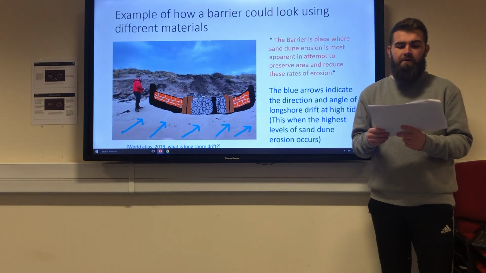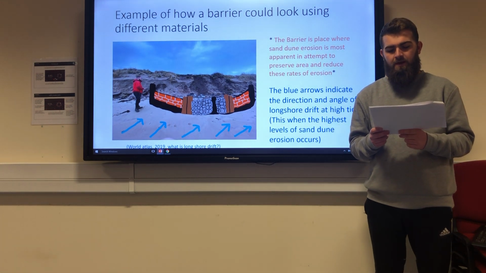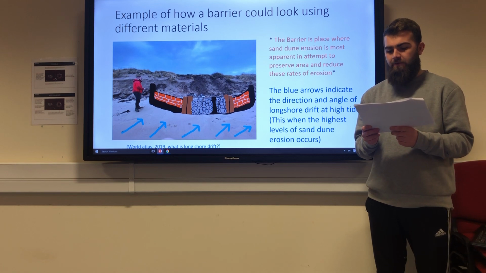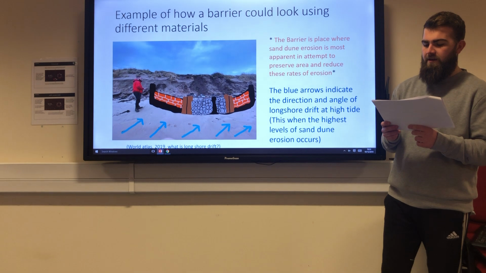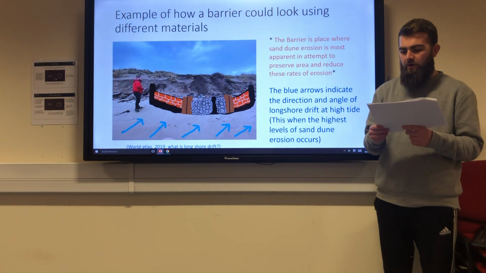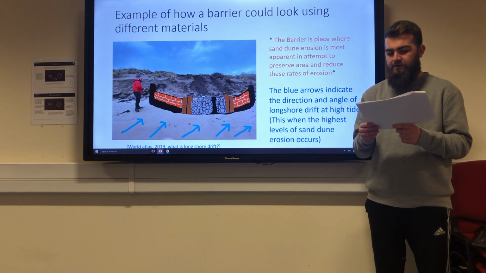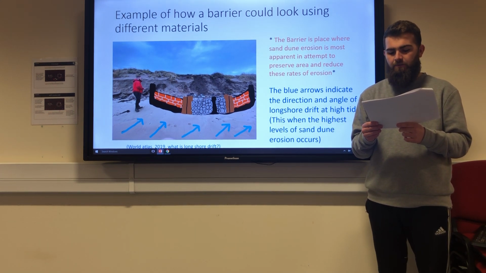Here is an example of how a barrier could look using different materials. The barrier is in place where the sand dune erosion is most apparent in an attempt to preserve the area to reduce the rate of erosion. The blue arrows indicate the direction and angle of the longshore drift at high tide. This is when the highest levels of sand dune erosion occur.